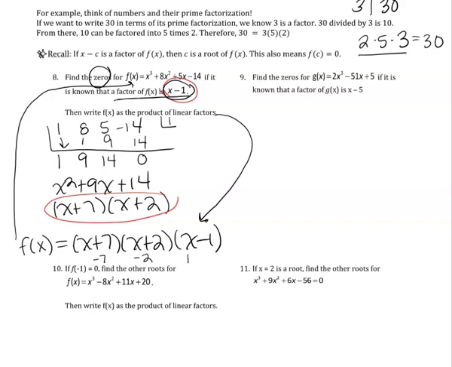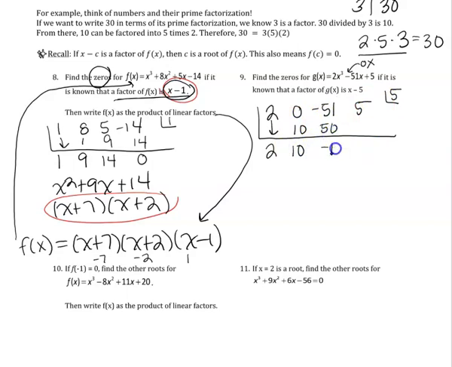All right, so then let's look at number 9. Notice how there's a missing term of 0x. All right, so I've got 2, 0, negative 51, and 5. And it's known that x minus 5 is a factor. So that means I can use 5 in my synthetic division. All right, and I get 0, as I should.